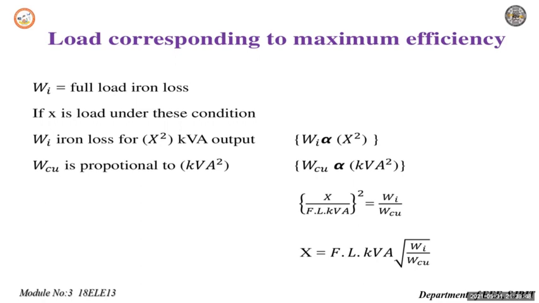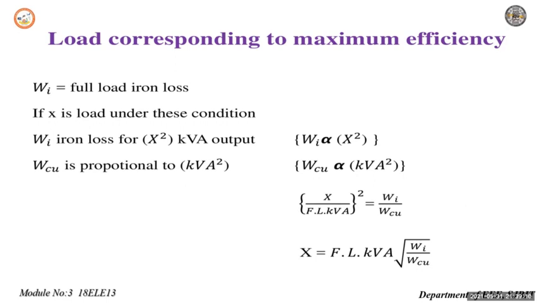In the same way, you can get the efficiency for all the loads, but maximum efficiency can be achieved only by applying the condition that iron loss is equal to copper loss. Only when that condition is achieved can you say that it is maximum.